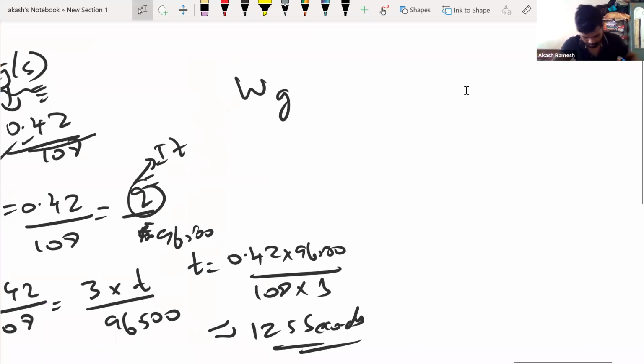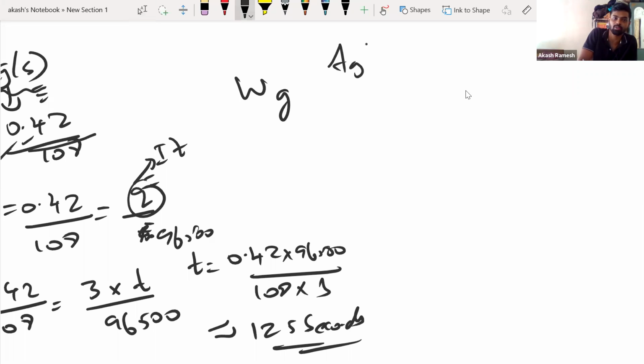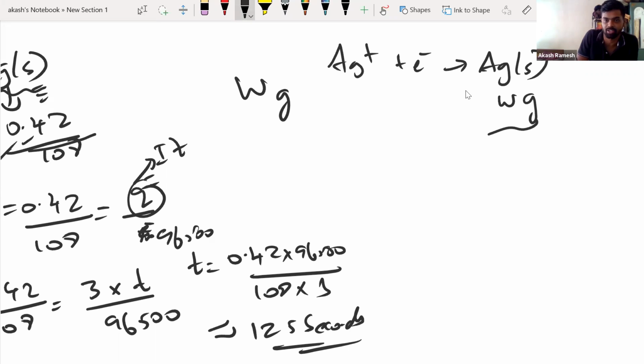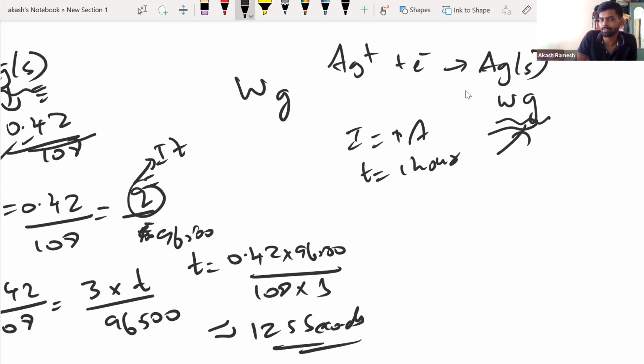Okay, so first we'll start with Ag, then we'll go on to magnesium. First we'll write the equation: Ag+ accepting an electron to form Ag. They are telling that W grams of Ag is deposited, using a current of 1 ampere for a time period of 1 hour. If you think properly, we can find this W, right? This is what we do.